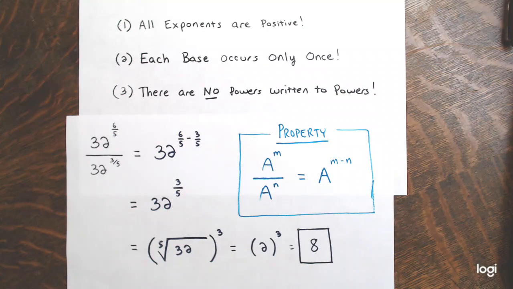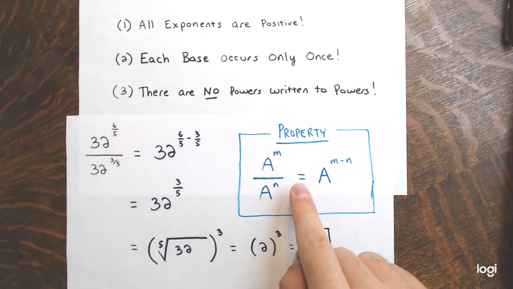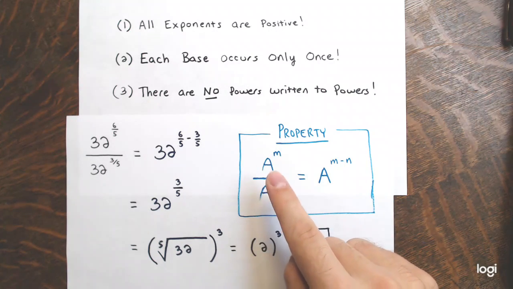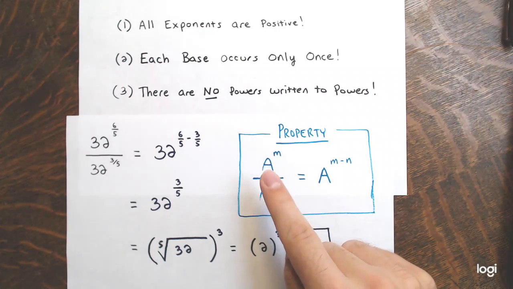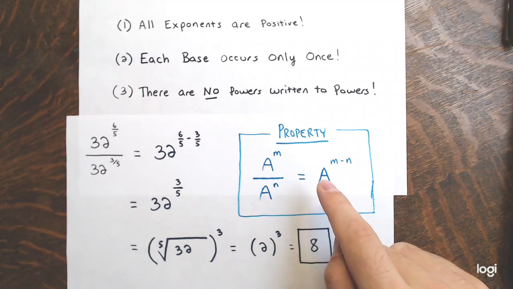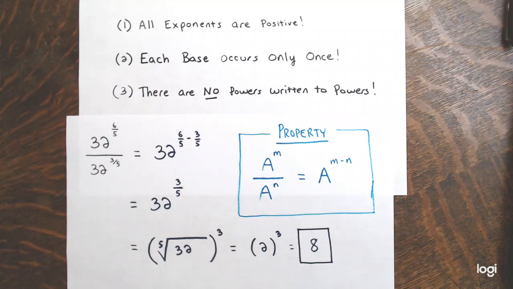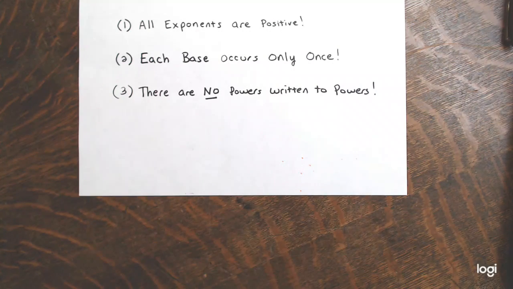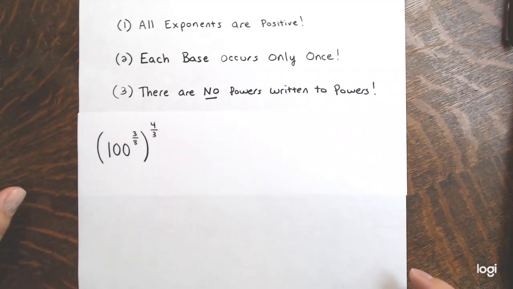Wonderful. All right, so again, another property to keep in mind. This will come back later as well. When you divide, or when you have a factor in the numerator and a factor in the denominator with the same base, you keep that base and subtract the exponents. Numerator exponent minus denominator exponent. Great. All right, my next example is going to employ another property of exponents.